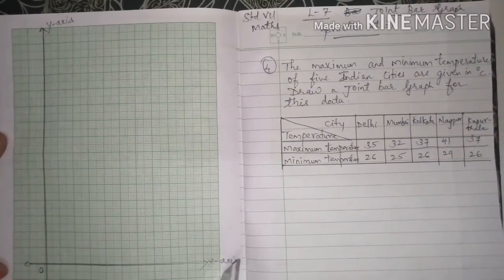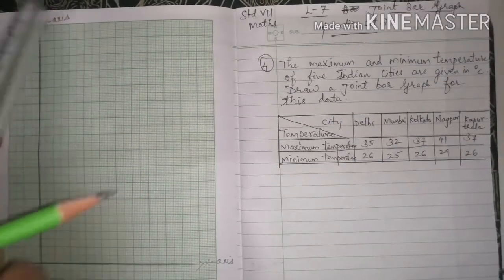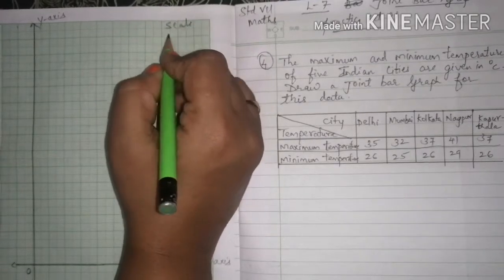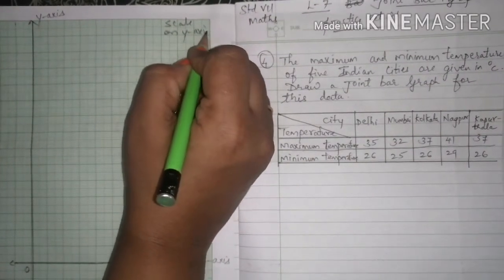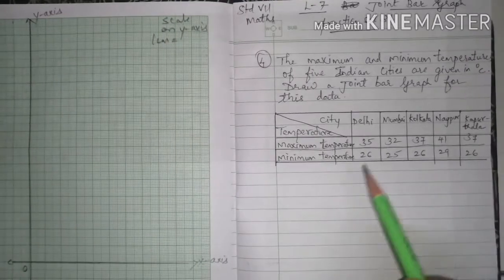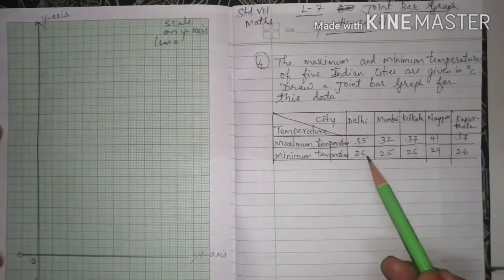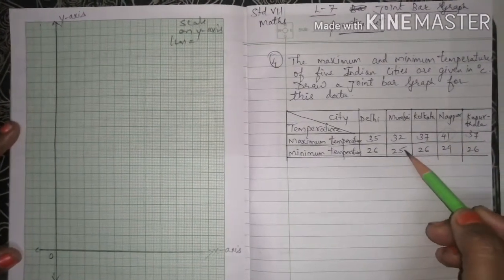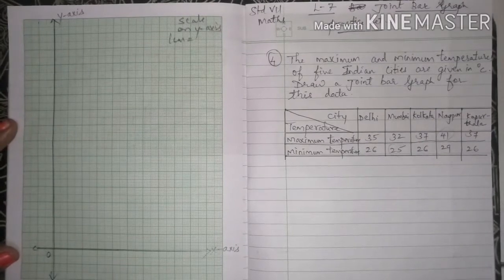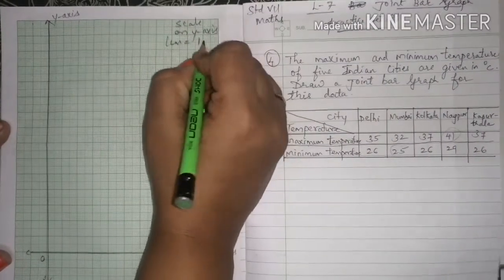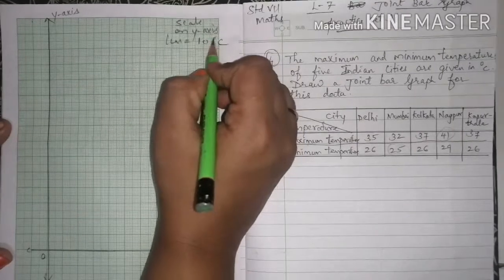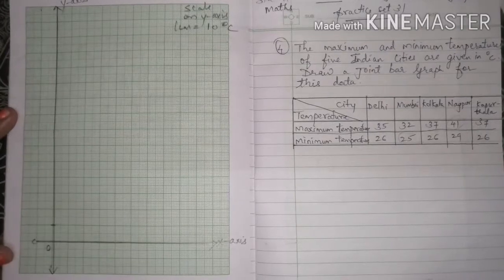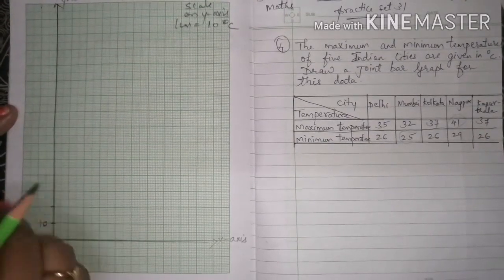This horizontal one is the x-axis, the vertical one is the y-axis, and the intersection is the origin 0. Now before that, select the scale. On the y-axis, how much are you taking, 1 centimeter equals how much? The maximum number we see is 41, and the minimum is 25. So you can take the scale as 10. So 1 centimeter equals 10 degrees Celsius, because this is temperature. So one box we are taking as 10, and above you have to go on adding 10 only.